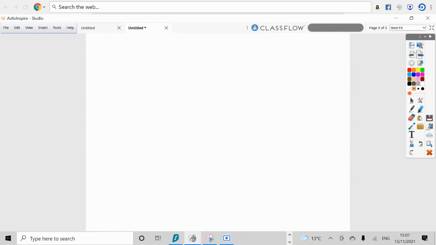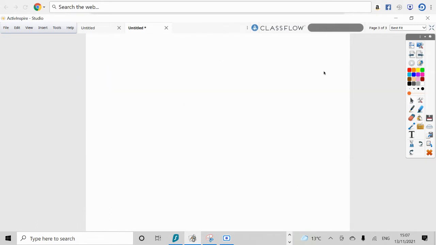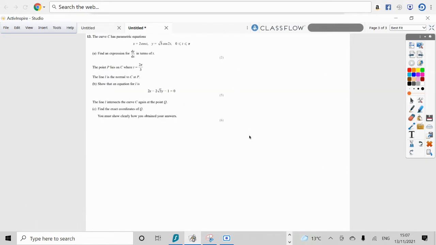Okay, part B. We'll look at part B then. Part B says the point P lies on C where t is 2 pi over 3. The line L is the normal to C at P. Show that an equation for L is 2x minus 2 root 3y minus 1 equals 0, 5 marks.